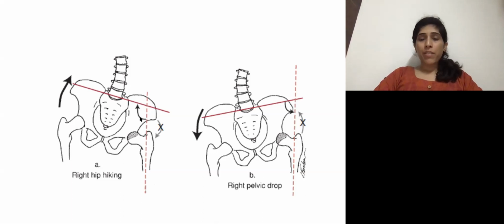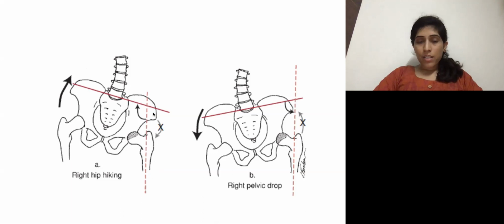Okay, so now whenever I say hip hiking and hip drop, or pelvic hike and pelvic drop, that means I am talking about the extremity which is not in contact with the ground, or we can say that extremity is not taking the weight. So if I say right hip hiking, that means my right hip is in the non-weight bearing position. Right hip hiking means the right pelvis is going in the upward direction, and the reference extremity or the weight bearing extremity is the left extremity.